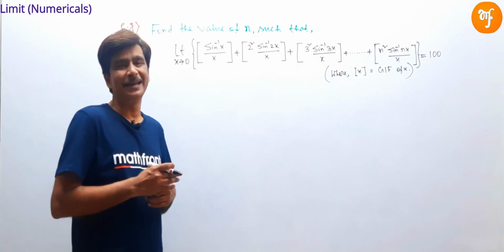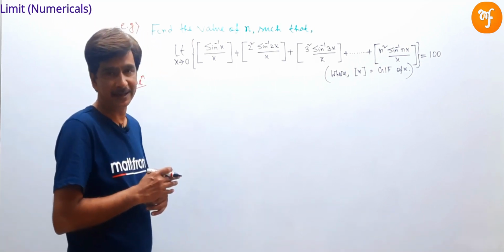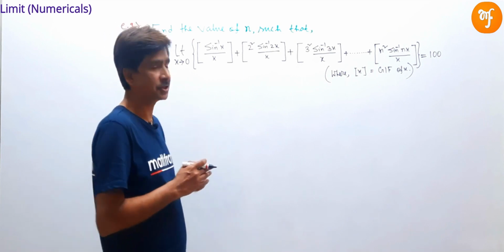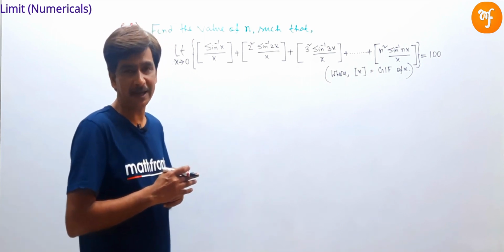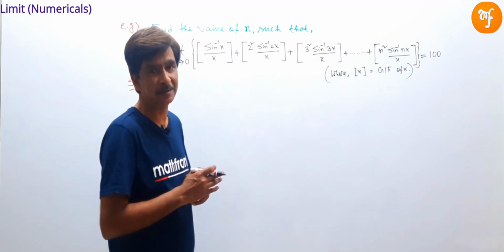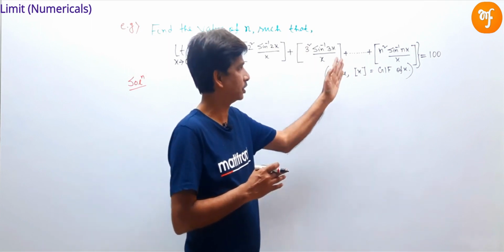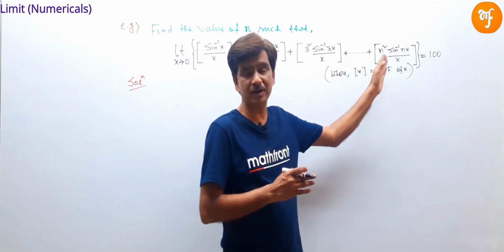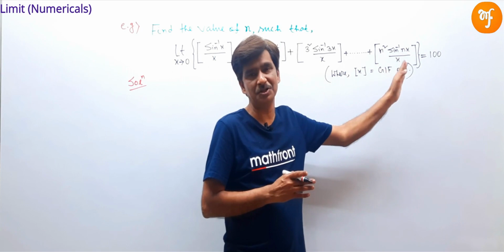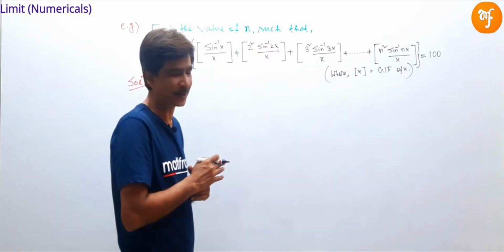So, friends, let's have a look at another very good example. We have to find the value of n such that limit x tends to 0 of [sine inverse x by x] plus [2 square sine inverse 2x by x] plus [3 square sine inverse 3x by x] plus dot dot till [n square sine inverse nx by x] is equal to 100. Okay. Now look how to solve this numerical.